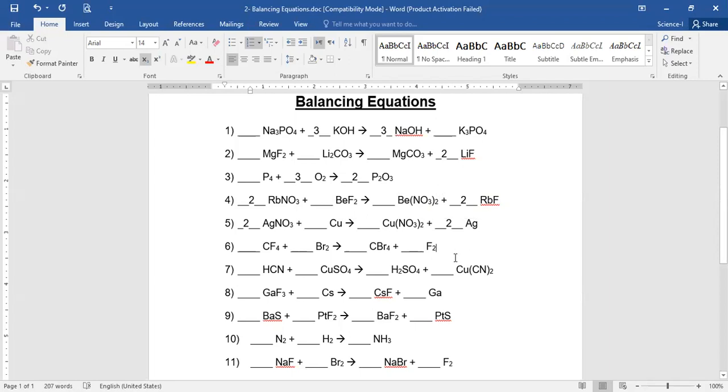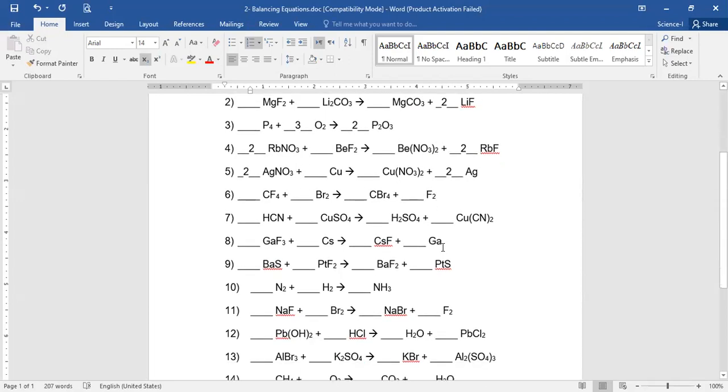Yes. Okay. So let's try the others, the people who didn't raise their hands. Remember, Yusuf. Yes. Could you share with us on number 6, please? Okay. How many carbon do we have here? 1. And here? 1. Okay. How many fluorine do we have? 4. And here? 2. So what we should do?